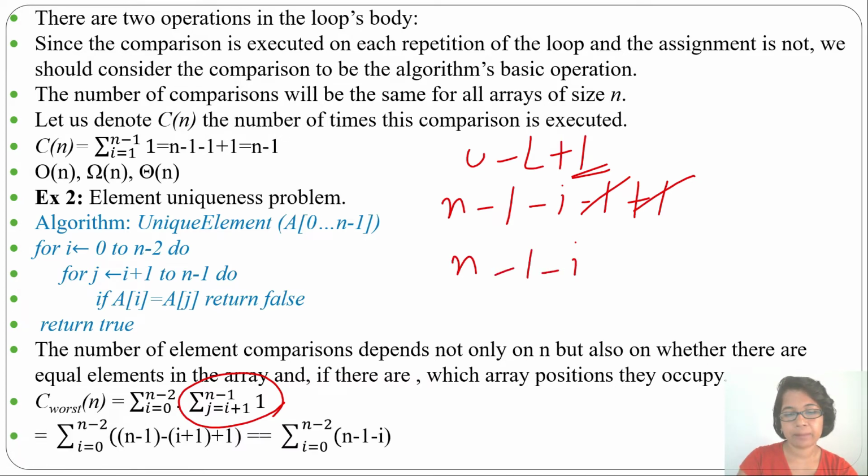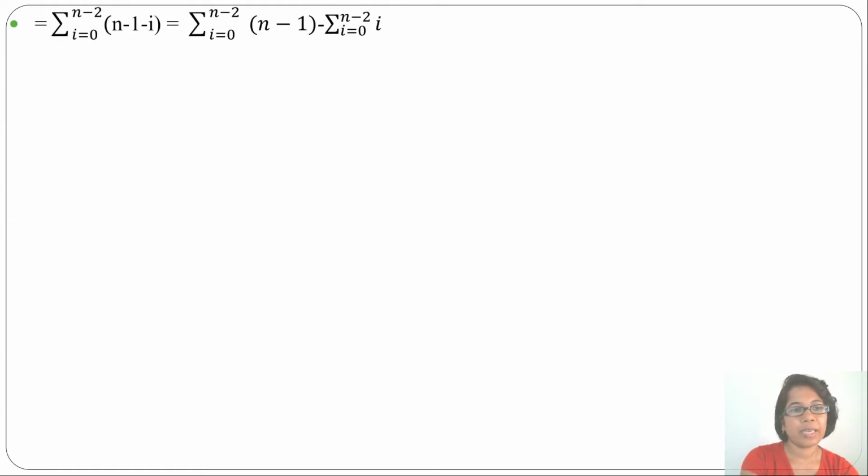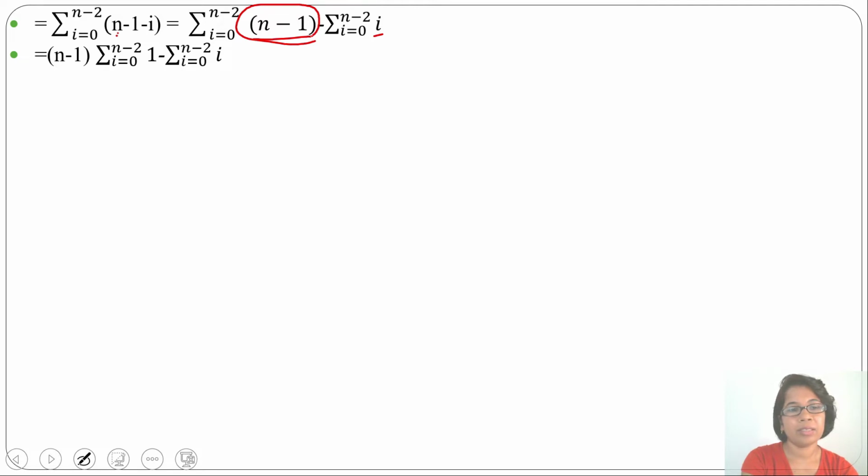Again, that we can split into two sum operations. We can write it like this. So n minus 1 is a constant, i is not here. We can write the sum, i ranging from 0 to n minus 2, of n minus 1 minus i. And this is a constant, we can take it to the left side. We can write n minus 1, this is a constant, times the sum i equals 0 to n minus 2 of 1, minus the sum i equals 0 to n minus 2 of i.